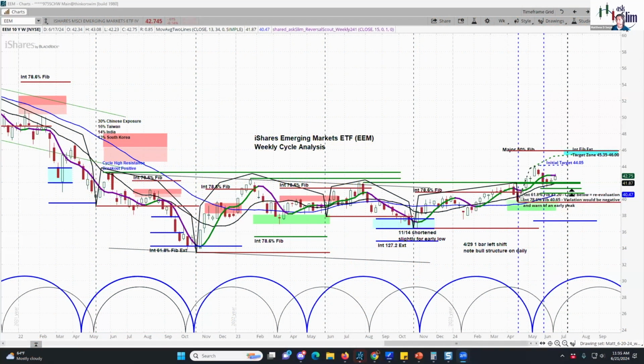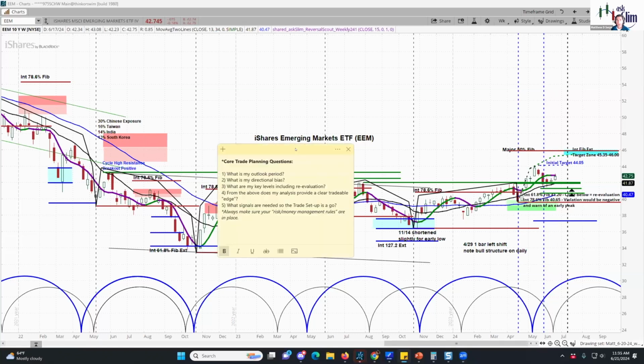Going to be looking at EEM, emerging markets, and we'll be going through the trade planning questions that I typically do, that the team does, and how we can utilize the askSlim methodology to answer these. So outlook period, this is an intermediate time frame, 4 to 8 weeks.